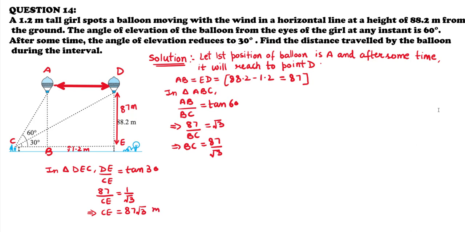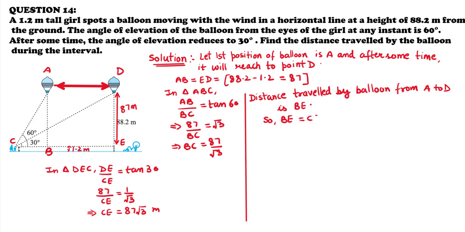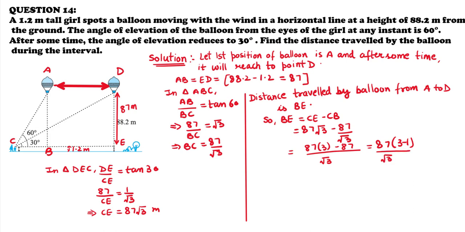Now the distance travelled by the balloon from A to D is BE. So BE is equal to CE minus CB, that is equal to 87 root 3 minus 87 upon root 3. To solve this, let us take the LCM, which is root 3. So it comes out to be 87 into 3 minus 87. 87 is common, so what remains inside is 3 minus 1 upon root 3, that is equal to 87 into 2 upon root 3.